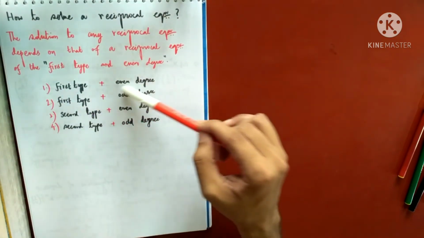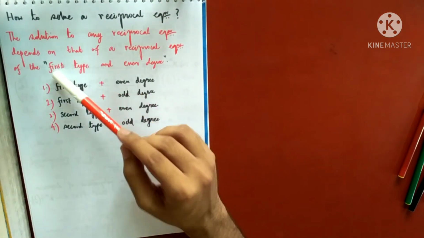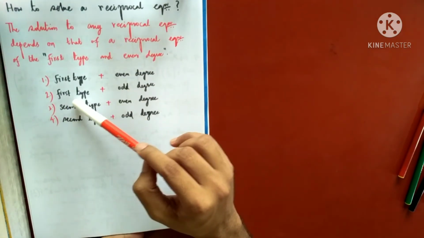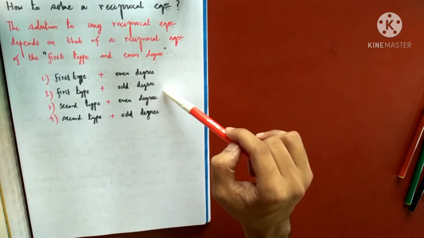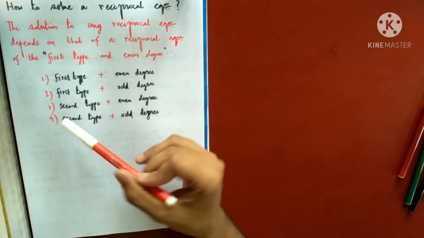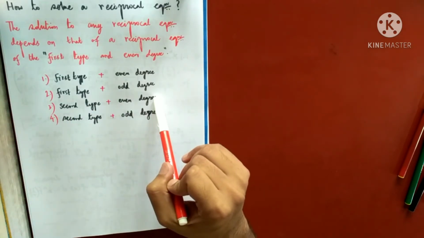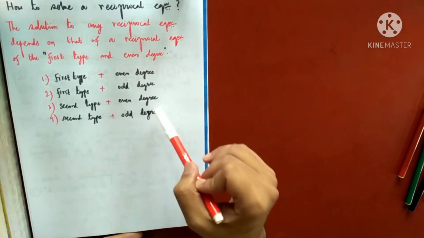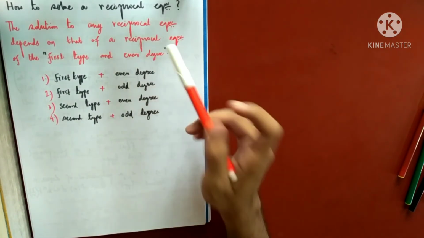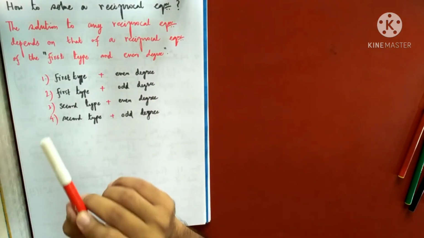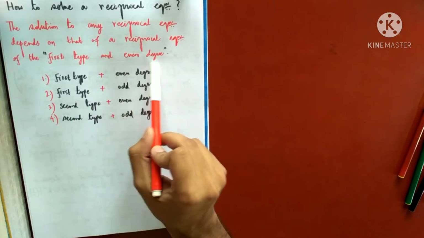If you give me this reciprocal equation to solve, it is already a first type and even degree. If you give me this reciprocal equation to solve, I'll show that it can again be reduced to first type and even degree. If you give me this to solve, again I'll show that this can always be reduced to first type and even degree, and same for this. So you give me any reciprocal equation, it can always be reduced to first type and even degree.